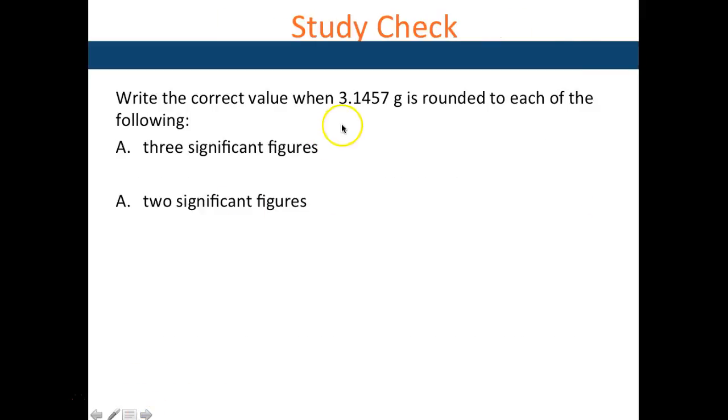Write the correct value when 3.1457 is rounded to 3 sig figs. So if you're rounding it to 3 sig figs, you will retain the 4 but add 1 to it, because the number that you're dropping is 5. So 3.15. If you're rounding it to 2 sig figs, then it'll just be 3.1.